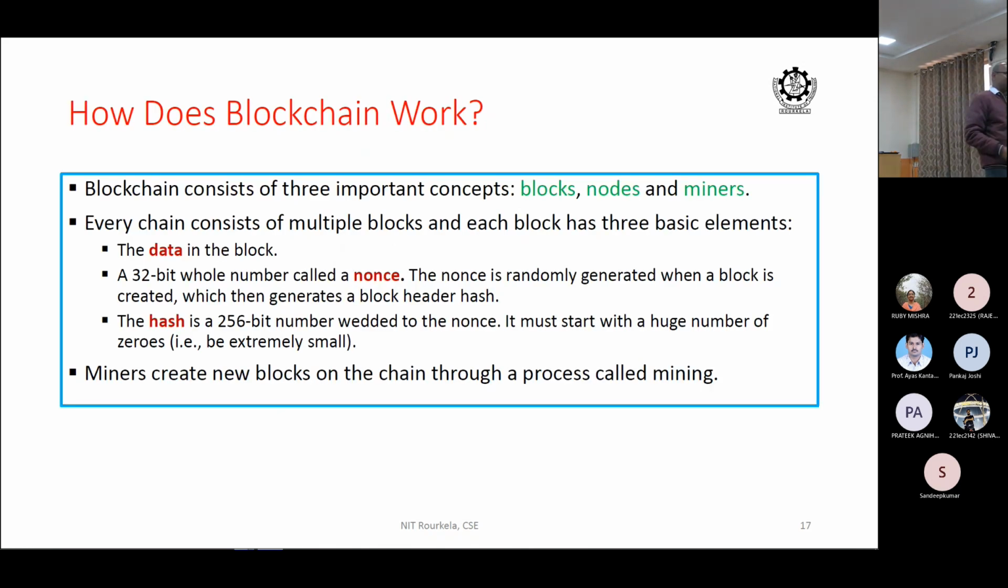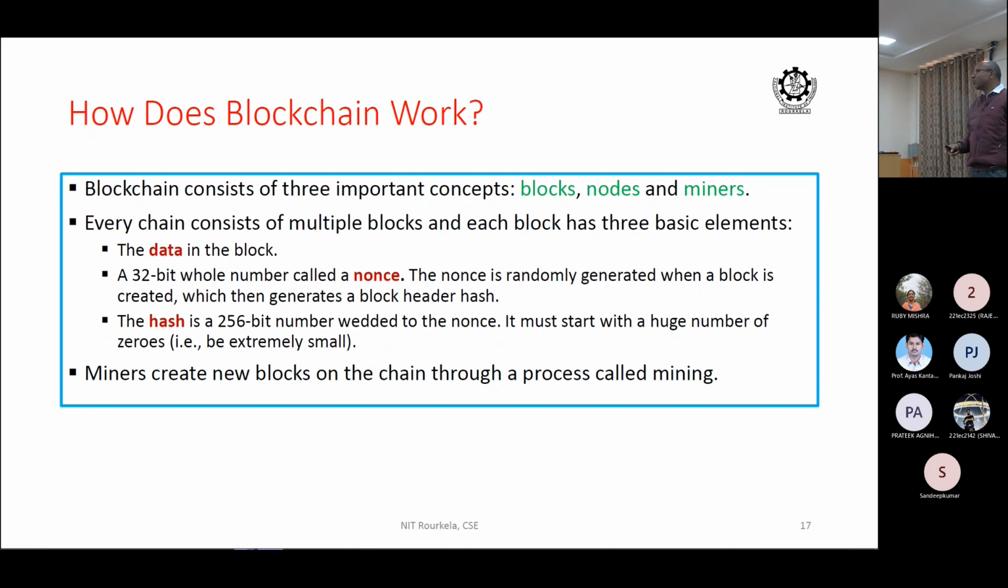So let's look at how the blockchain works. Once you know how the blockchain works, then you can apply the blockchain to any of these security loopholes in the IoT infrastructure. A blockchain consists of three important concepts: one, blocks, nodes, and the miners. Every chain consists of multiple blocks. So it is a block, the chain. There are multiple blocks in the chain. Then each block has three basic elements. One is the data in the block.